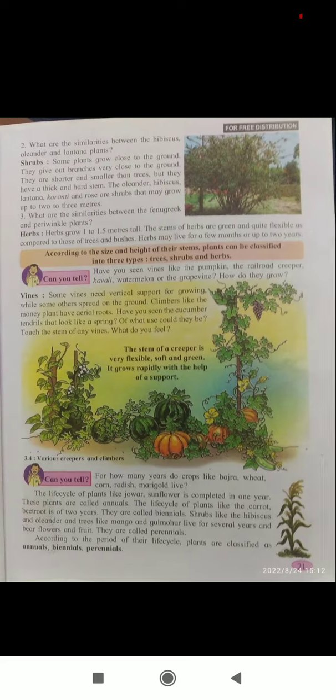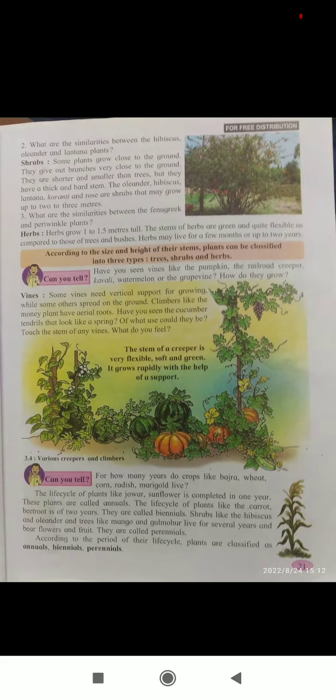Shrubs. Many plants grow close to the ground. They give out branches very close to the ground, but they have a thick and hard stem. The oleander, hibiscus, lantana, coranti and rose are shrubs which may grow up to 2 or 3 meters. Herbs. Herbs grow to 1 to 1.5 meters tall. The stems of herbs are green and quite flexible as compared to those of trees and shrubs. Herbs may live for a few months or up to 2 years. According to the size and height of the stem, plants can be classified into three categories: trees, shrubs and herbs.